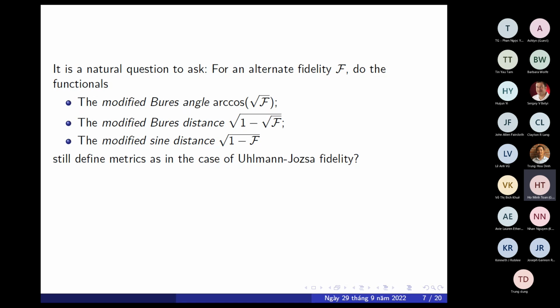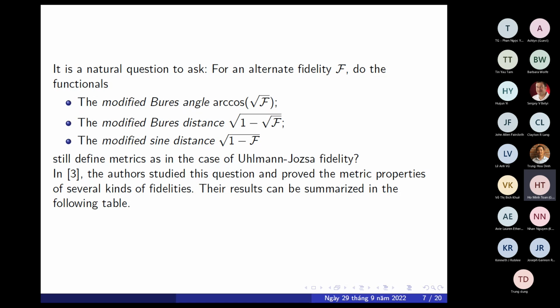And the question we want to answer in this work is: when are the modified Bures angle, the modified Bures distance, and the modified sine distance metrics on the quantum state space, that's first, and then when are they metrics on the space of positive semi-definite matrices with trace nonzero. So we already answered this question. Then this property was already studied in the works in the reference list of the paper.